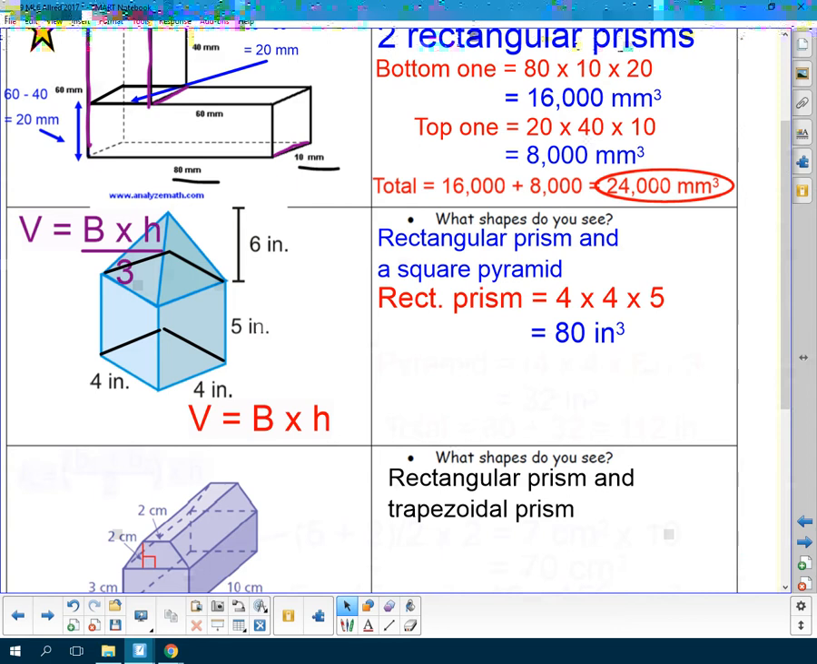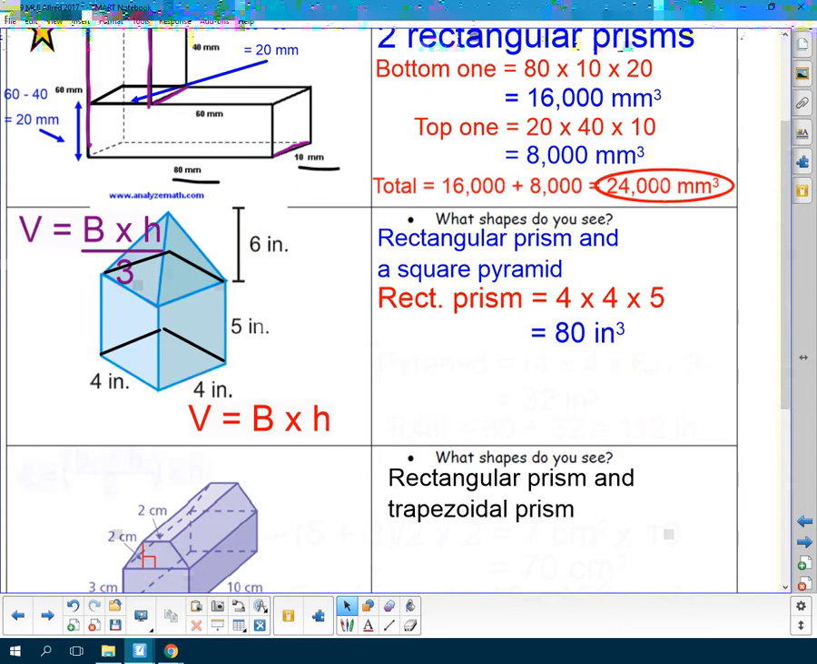Okay, now I know that I've got two volumes, 32 and 80. I'm going to add those together. 80 plus 32 is 112 inches cubed, and I found the volume of my second shape, a rectangular prism with a square pyramid on top of it. You can call it a nice little house if you'd like. Okay, I know I'm doing this real fast, so I apologize for that.